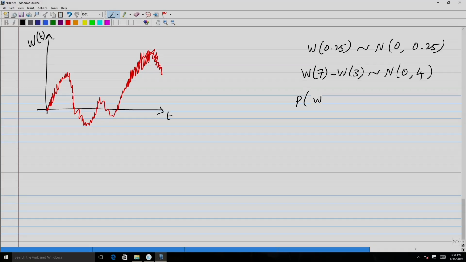If you want to know the probability, say for example, suppose I want to see whether W5 is greater than 5, how do I compute it? Because I know its distribution, I can compute these probabilities and so on. All these calculations you can do by using the normal properties that you have here.